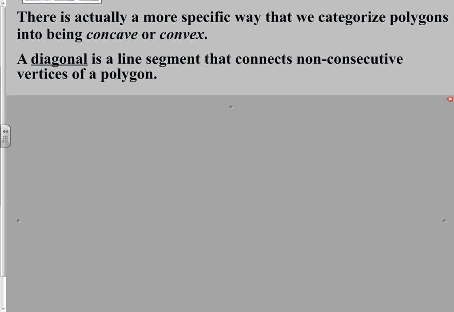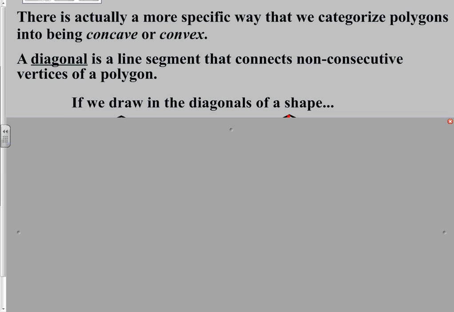This is probably a new term for us, okay, and it's going to be a confusing one because it does not mean in geometry what it means in the English language. Diagonal in the English language means not horizontal and not vertical. Okay, diagonal in geometry doesn't have anything to do with that. What a diagonal does is it connects non-consecutive vertices in a polygon.